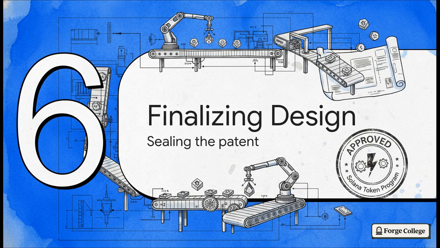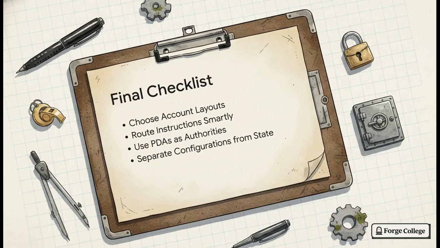And finally, Section 6, finalizing your design, sealing the patent. All right, we have designed the factory line, so let's just quickly review the final checklist for your engineering clipboard. First, consciously choose your account layouts based on your specific needs. Are you going for the cheap, highly efficient lightweight wrapper, or the heavy-duty, rule-enforcing managed state? Second, route smartly. Always use those discriminators and strictly validate those account bindings before you fire off any CPIs. Third, utilize PDAs. Create stable, keyless, and wonderfully upgrade-friendly authorities. And finally, always separate your immutable configuration from your mutable runtime state. That's going to guarantee you painless migrations down the road.